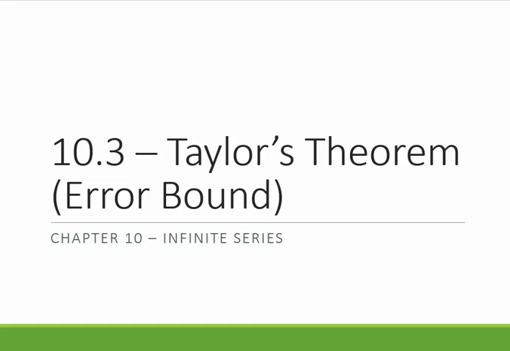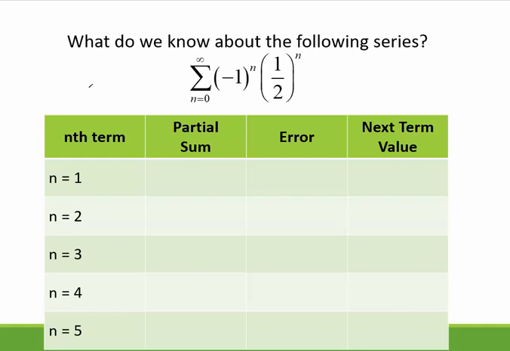Today we're going to be talking about Taylor's theorem, or error bound. And error is basically how close is our approximation to what the actual sum of our series is. So if you were in class with me, we'd be filling in this table, understanding that this series here is really that series. And that sum, since we're geometric, you plug into the geometric formula and you get 2/3.